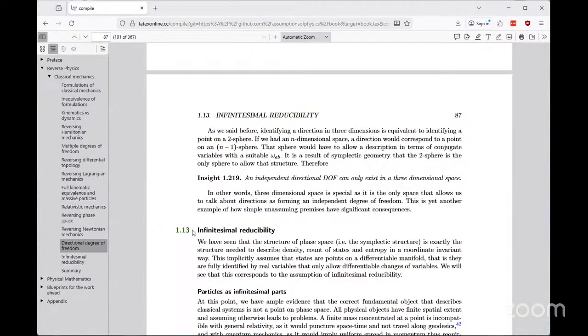In other words, 3-dimensional space is special as it is the only space that allows us to talk about directions as forming an independent degree of freedom. This is yet another example of how simple, unassuming premises have significant consequences.